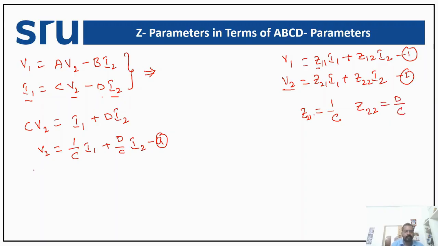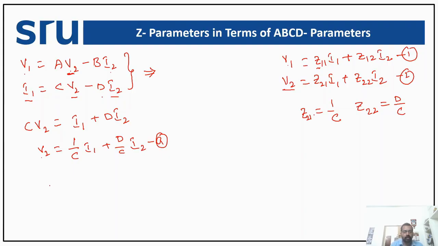Now let us find the Z11 and Z12 parameters. We shall make use of our first equation. If you observe this first equation, we have two voltage terms and one current term, whereas here we need one voltage and two current terms. So we require V1, and we need to eliminate this V2. In order to do that, let us substitute equation A in this particular equation.